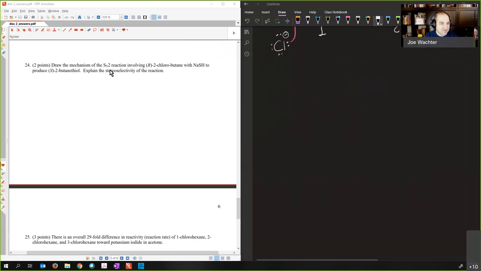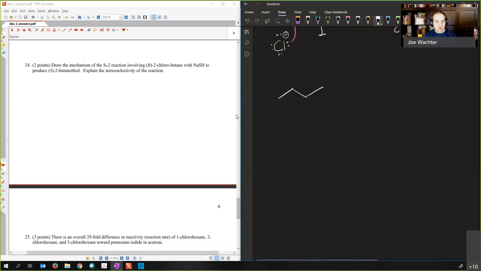Number 24, draw the mechanism of the SN2 reaction involving R-2-chlorobutane with NaSH to produce S-2-butanethiol. Explain the stereoselectivity of the reaction. Okay, so let's draw it first. 2-chlorobutane.